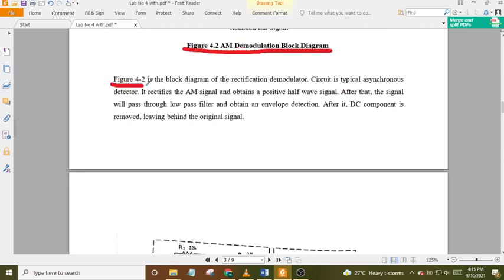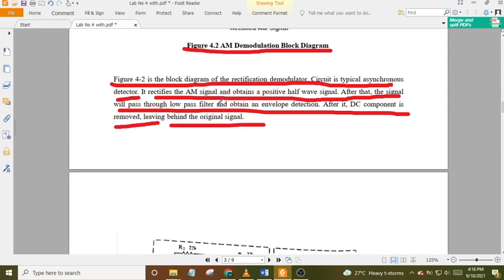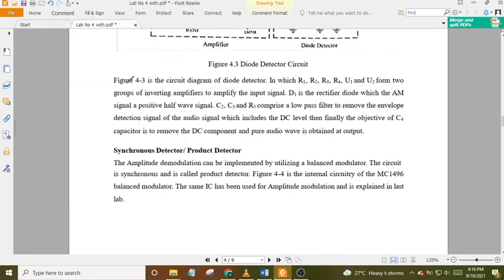Figure 4.2 is the block diagram of the rectification demodulator circuit. It is a typical asynchronous detector. It rectifies the AM signal and obtains a positive half-wave signal. After that, the signal passes through a low-pass filter and an envelope detection is obtained. After it, the DC component is removed, leaving behind the original signal. Figure 4.3 Diode detector circuit.